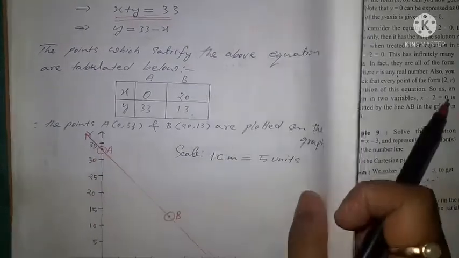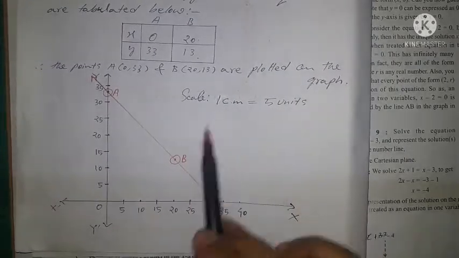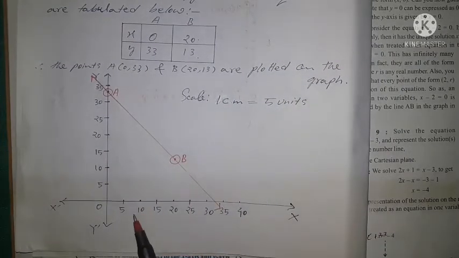So this is the graph. As you can see, this is the A point. Here we have used 1 centimeter to represent 5 units. So this 1 centimeter is representing 5 units. This is 1, this is 5, as we can see. Again, this is 1 centimeter, 1 centimeter in both x and y axis.